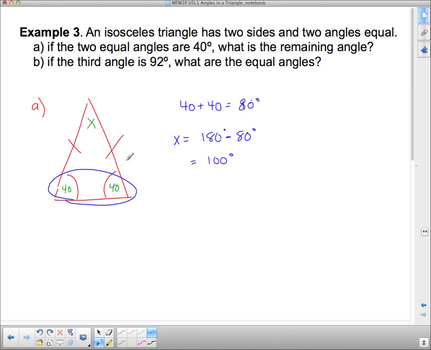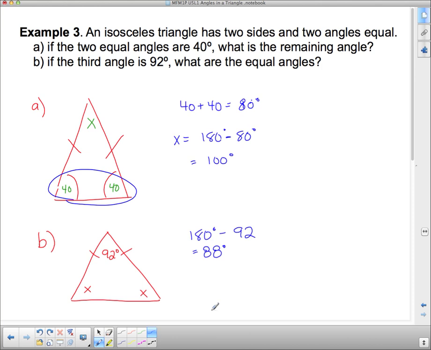Now this next one has nothing to do with this one that I just drew. I'm going to do part B. It says, if the third angle is 92, what are the equal angles? So it's another isosceles triangle. So you draw my isosceles triangle. It doesn't look isosceles, but I'm going to say that this is equal to this. And it says that this one in here is 92 degrees. And these two down here are the equal angles, so I've got an X here and an X here. Now, how much is taken up from the known? Well, that's 92. So these other two angles have to be 180 minus 92. Well, 180 minus 90 is 90, and then minus 2 is 88. So 88 degrees is how much we have left over.